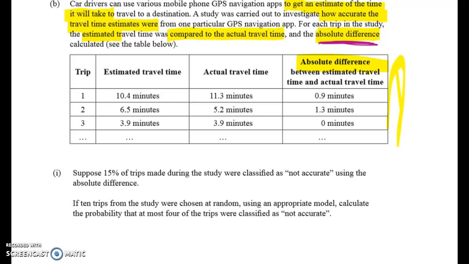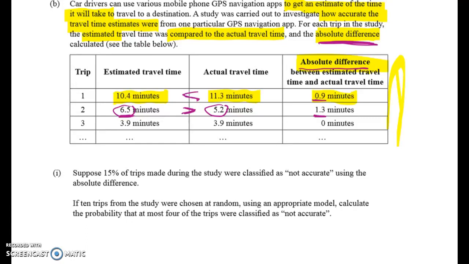For example, if we had a trip where the GPS thought it was 10.4 minutes, but it turned out to be 11.3 minutes, the absolute difference is 0.9 minutes. Okay, so that's one where the estimated time is less than the actual time. The number we get is 0.9. This one here, the next one down, the estimated was 6.5, but the actual was 5.2, so the estimate was too high. The absolute difference means that all we care about is the gap between the two numbers, not whether there's a positive or a negative. So that one's 1.3. Now that doesn't matter too much for the easy part of the question, but you've got to understand that to get much further.